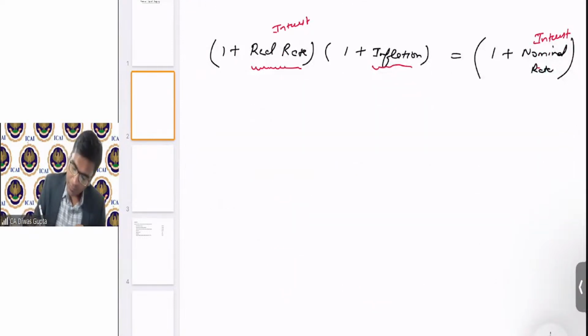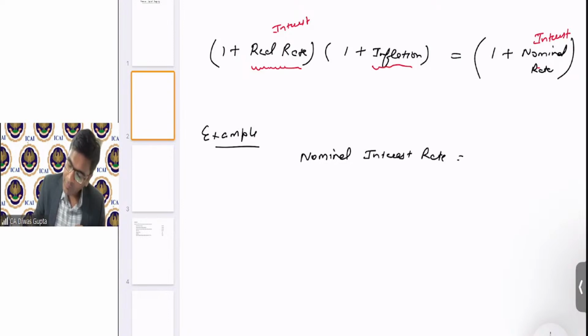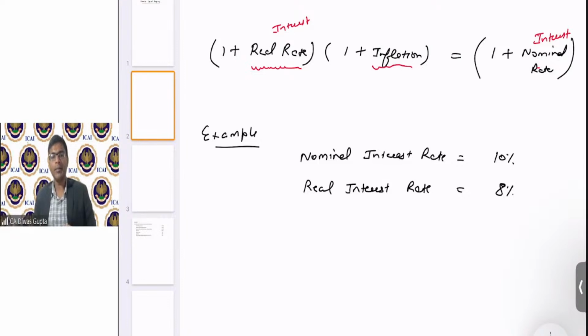Now, let's take an example. Let's say I'm telling you that nominal interest rate is equal to 10%. Real interest rate is equal to 8%. Okay. Can you help me find out what is inflation?